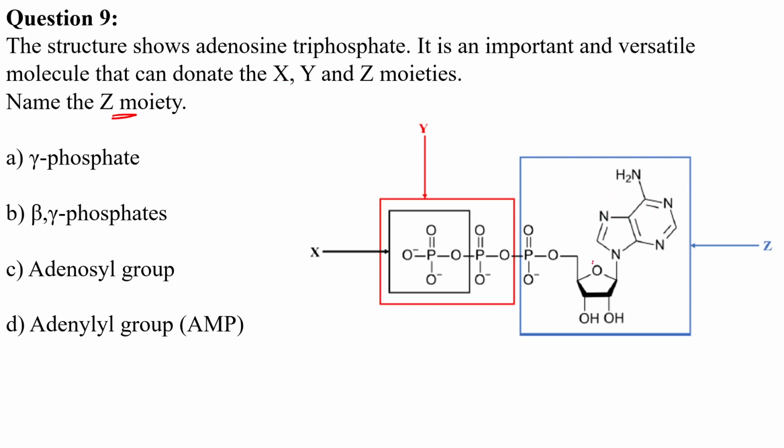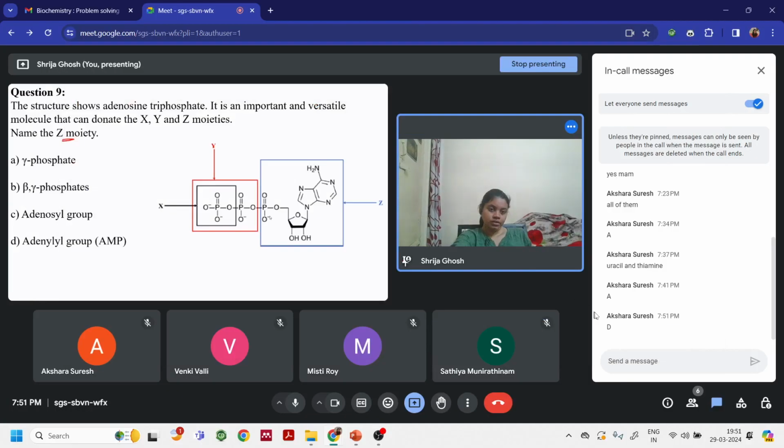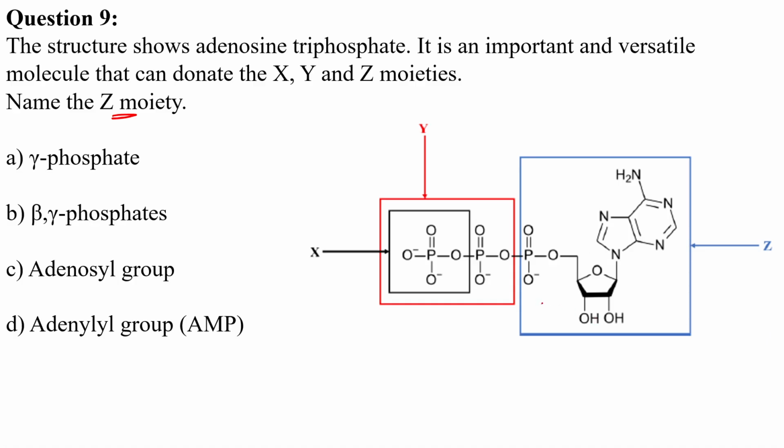We have a base attached to a ribose sugar and then phosphates attached. Okay, Akshara has answered option D, AMP. Yes, Z is AMP, that is true. So this base is adenine. Here we have adenine attached to a ribose sugar and 3 phosphates are attached. So the complete molecule is actually ATP.